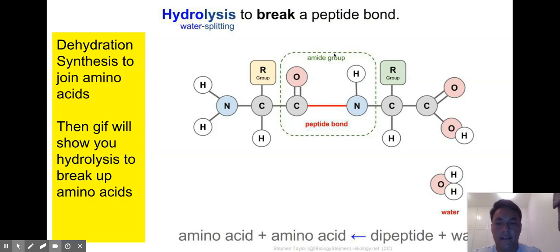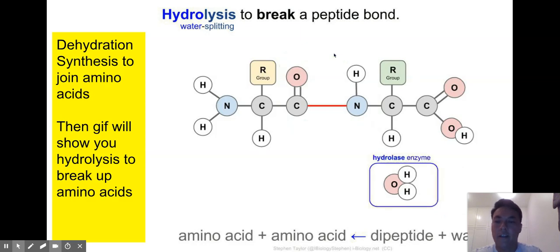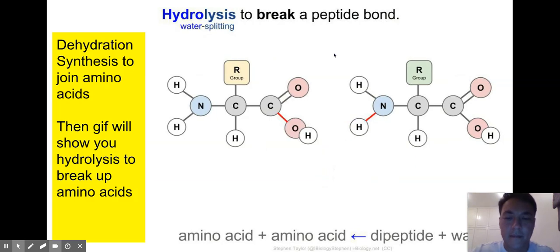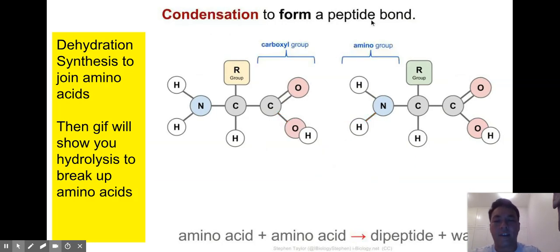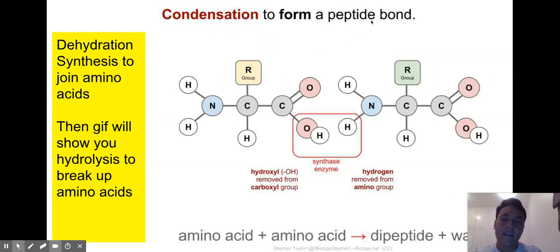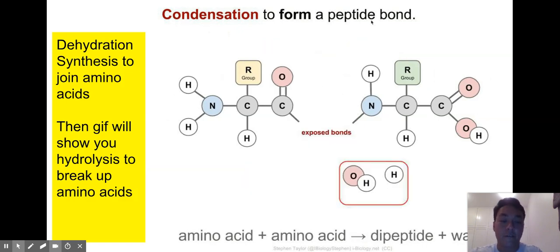Here is hydrolysis breaking this apart, right? You probably ate some protein today. Maybe you ate beans or chicken or something. You broke apart the proteins inside that chicken or those beans, and then you're going to rearrange those amino acids into something that you need for your body.